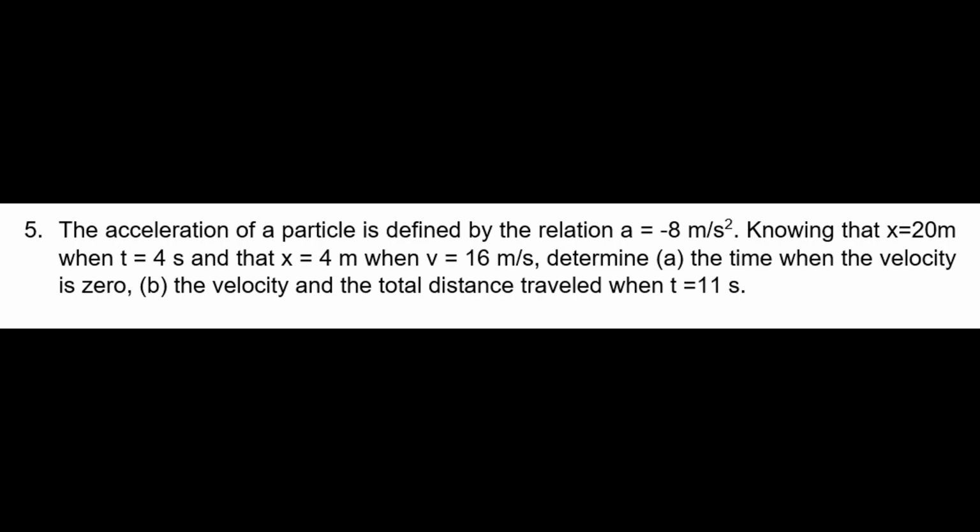So for problem number 5, the acceleration of a particle is defined by the relation a is equal to negative 8 meters per second squared, knowing that x is equal to 20 meters when time is equal to 4 seconds, and x is equal to 4 meters when v is equal to 16 meters per second. Determine the time when the velocity is 0, and the velocity and the total distance traveled when time is equal to 11 seconds.